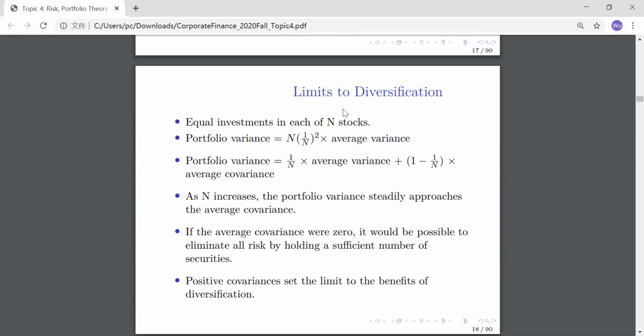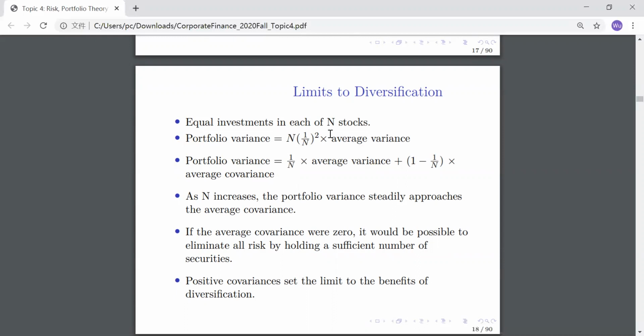But in reality, there are limits to diversification. Suppose that we have equal investment in N stocks. Then we can calculate portfolio variance in this way: 1 over N squared times N times the average variance, plus the covariance terms. This could be broken down into two parts. This one is 1/N times the average variance. This part is (1 - 1/N) times the average covariance.